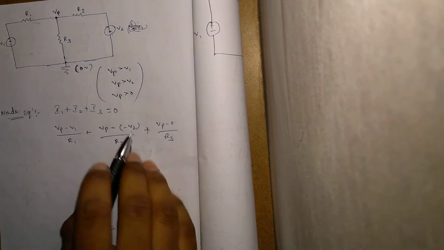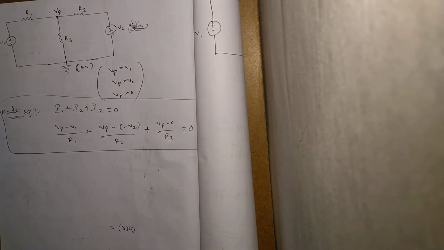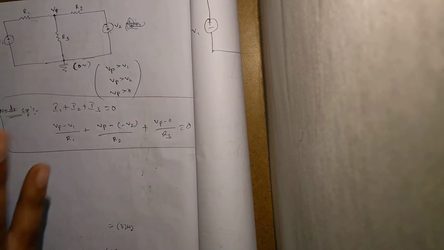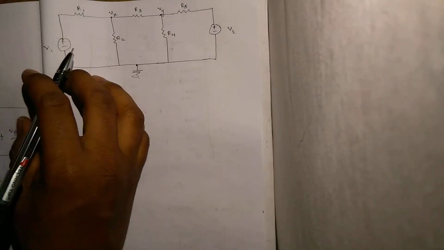All right, so this is nothing but the node equation for this circuit. This is how you calculate the node equation. For a better idea, please follow the previous lecture. All right, so here I have another example.